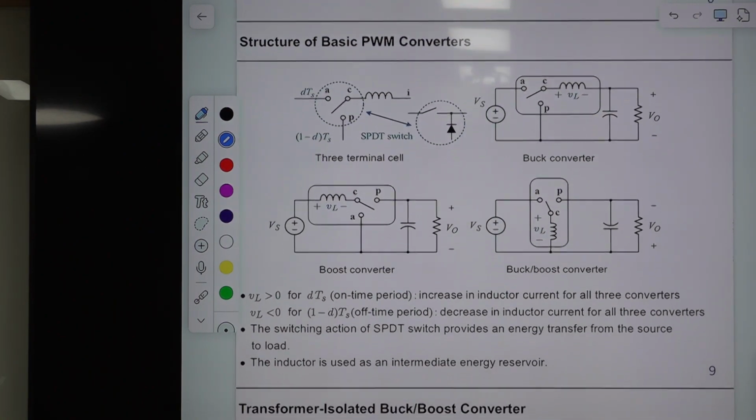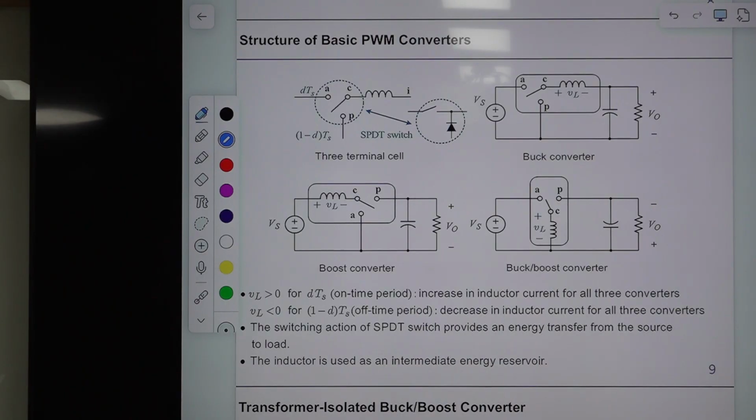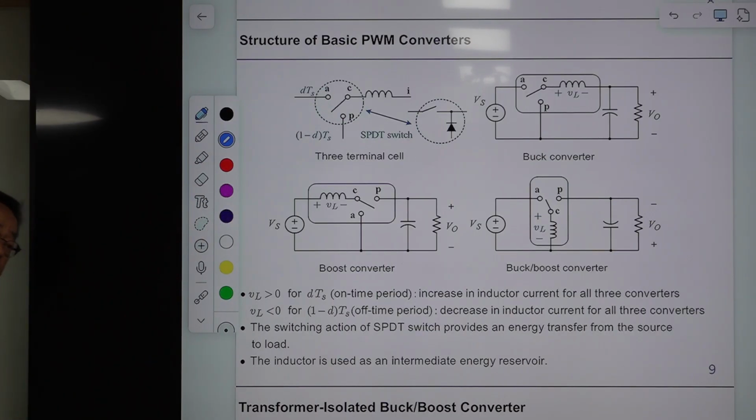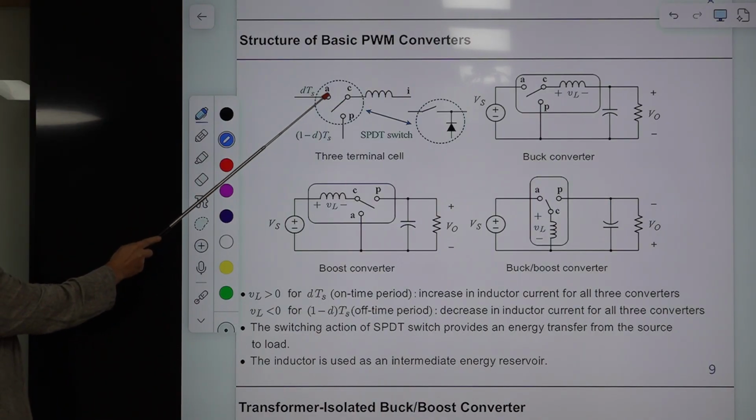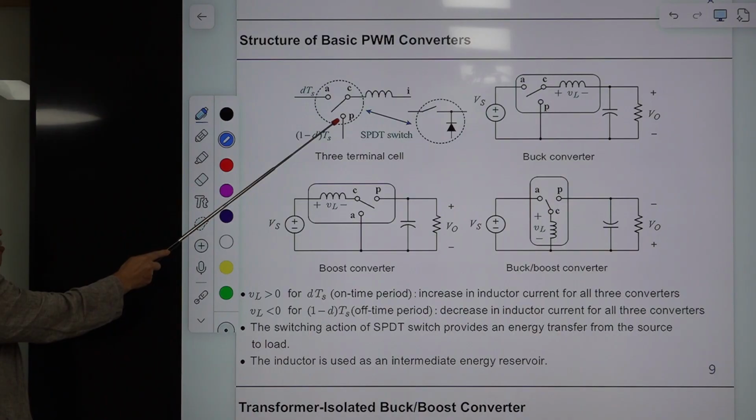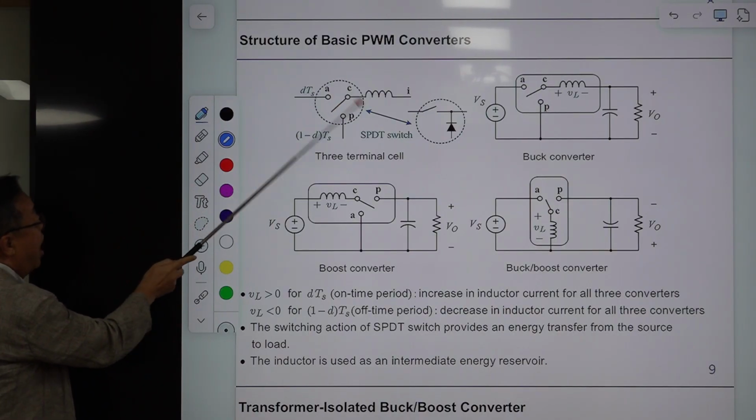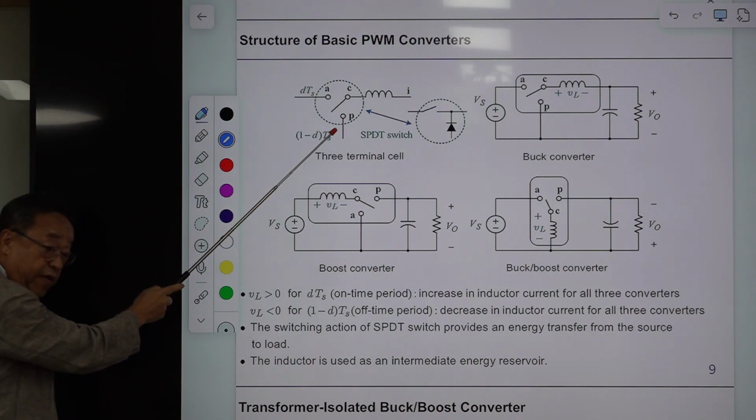Okay, and let's discuss the circuit structure of the flyback converter. I'm using this diagram when I explain the structure of the converter. So first, consider this. This is an SPDT switch, single pole, double throw. This is the pole, and there are two throws. This pole is always connected to either this one or this one.